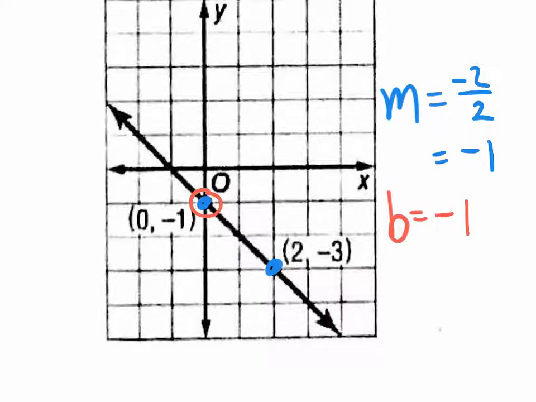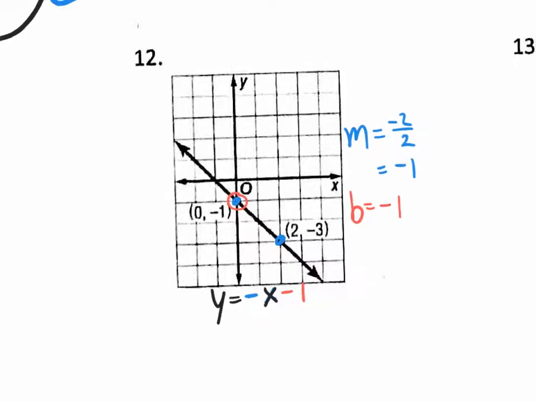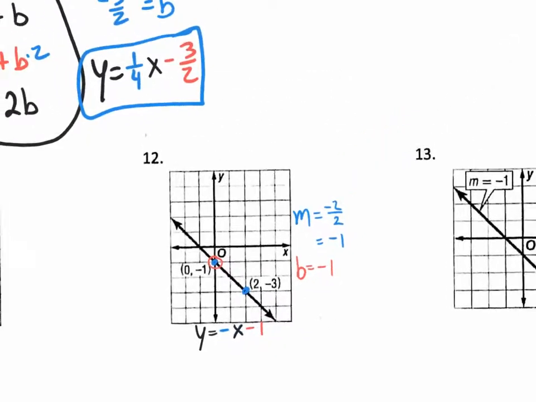So the y equals mx plus b form equation will be y equals negative 1x plus b, which is minus 1. Now, I'll tell you this, on the multiple choice answers, I don't even think they're going to write the negative 1x. They're just going to write negative x. So y equals negative x minus 1 is your slope-intercept form equation. So when they give you the graph, just find the m by counting rise over run, find the b by where it crosses the y-axis, and you're ready to go.